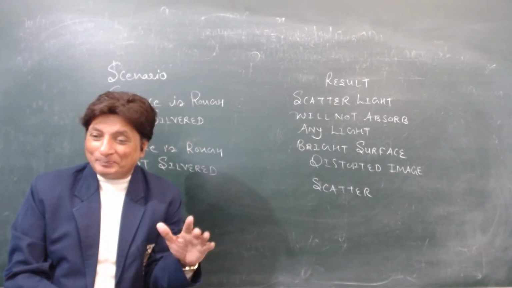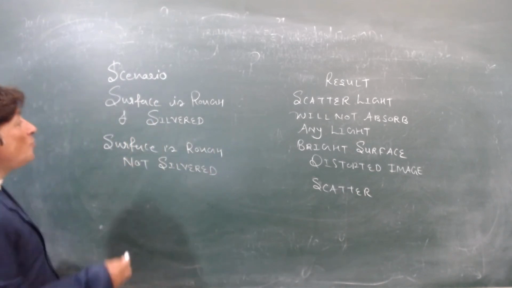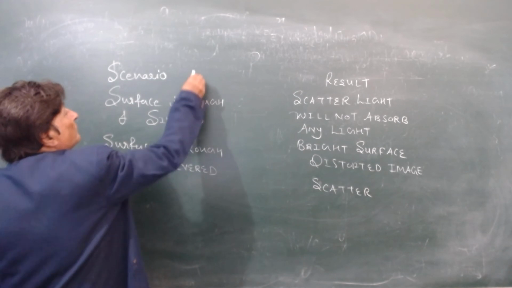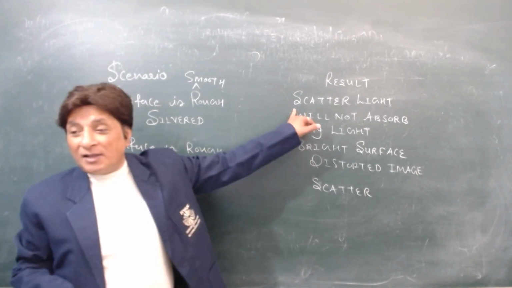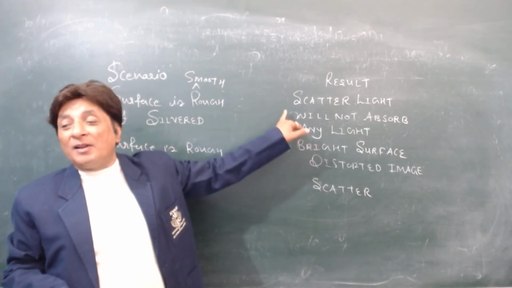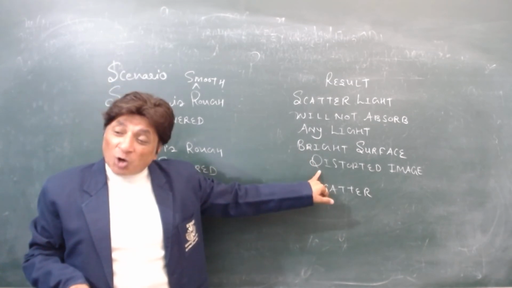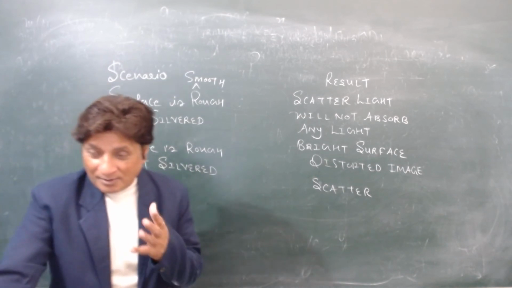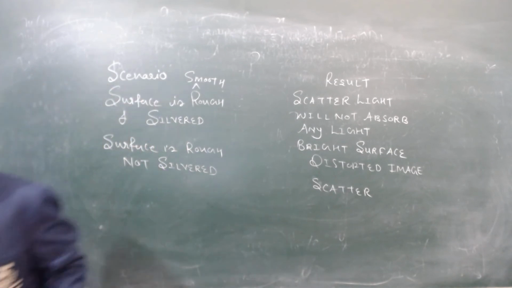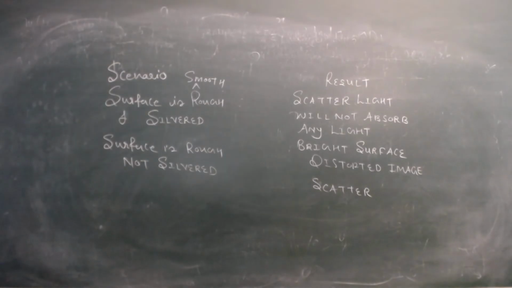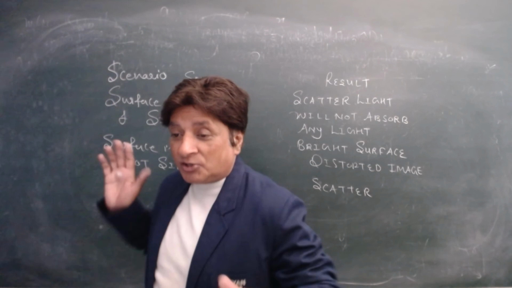Is it right? Next thing, if this surface is smooth and silvered, light will scatter, not absorb, bright surface. Instead of a distorted image, we'll get a sharp image, as when we go and see ourselves in a mirror. Let me switch off the light, okay? You're getting the shadow on the board also.